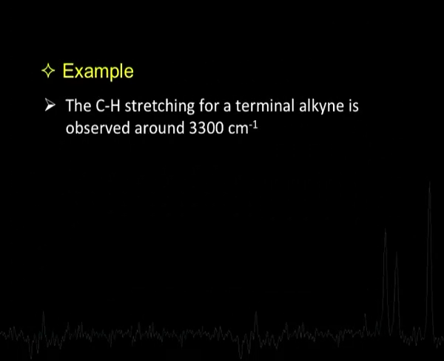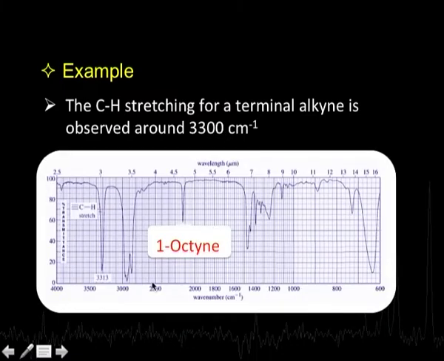Now, let us look at an example here. The CH stretching frequency of a terminal alkyne group is observed typically around 3300 centimeter inverse. Look at this spectrum here, say of 1 octane. In case of 1 octane, the terminal CH, that is the acetylenic CH or alkynic CH, is observed at 3300 centimeter inverse. This is typical. In any molecule where this kind of functionality is there, it will come at a frequency very close to 3300 centimeter inverse. Why so? Let us try to see how we rationalize this number.